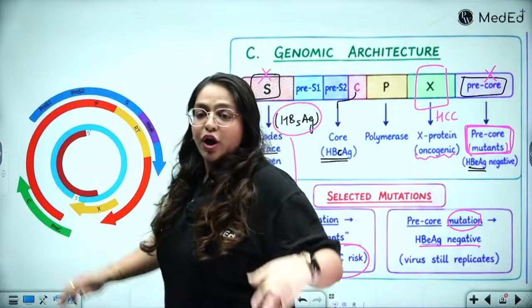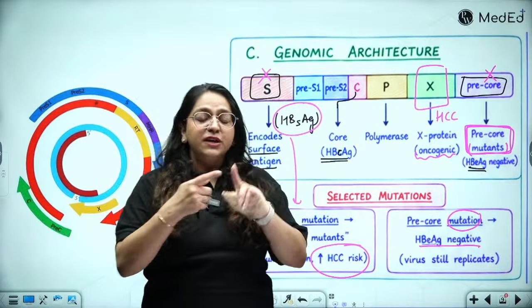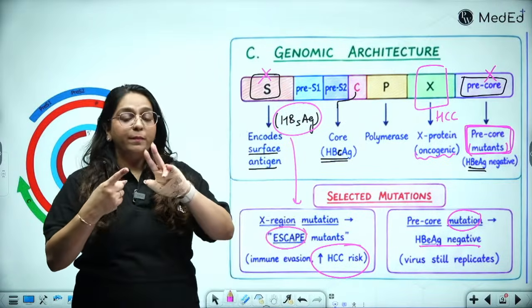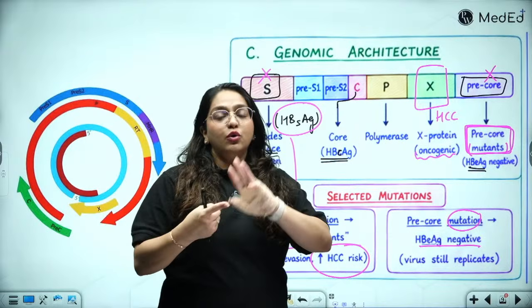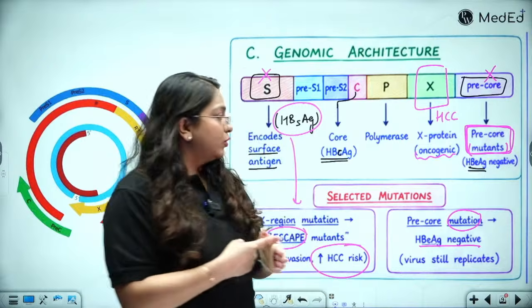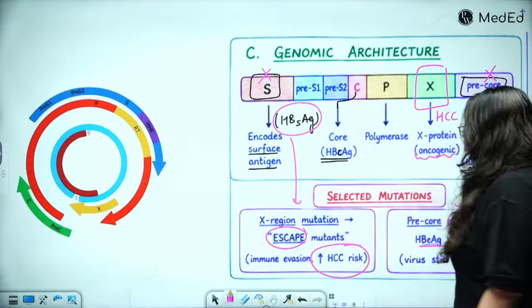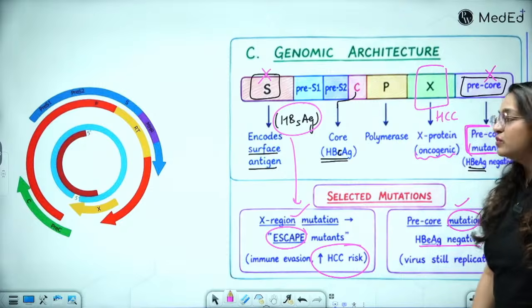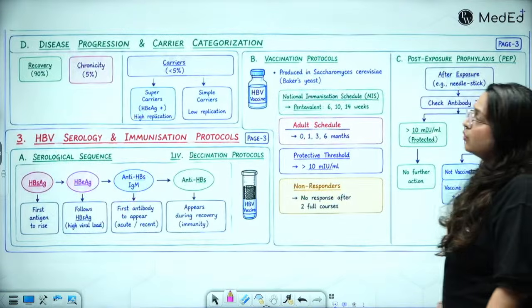So make sure you're drawing all the genes required: S region for surface, pre-core region, the core region, the polymerase, and X for cancer. Okay, oncogene. Please make sure. And you're also writing about the two mutants, which are the escape mutant and the pre-core mutant.